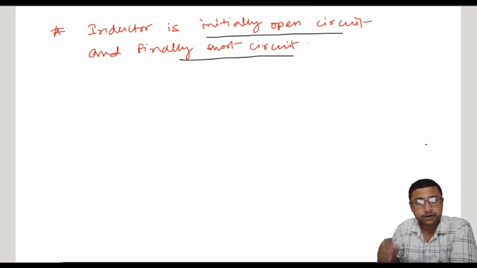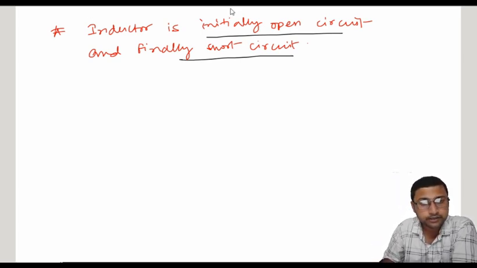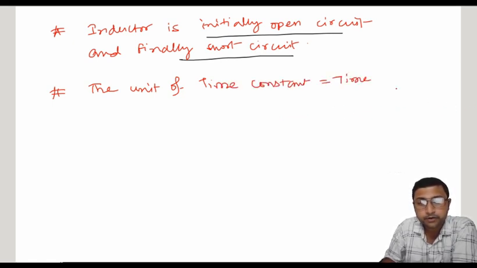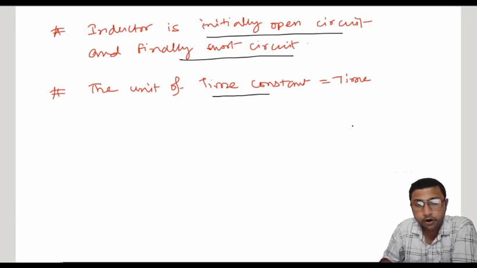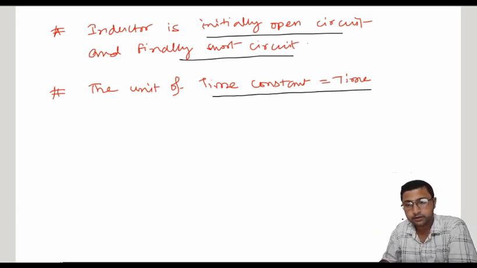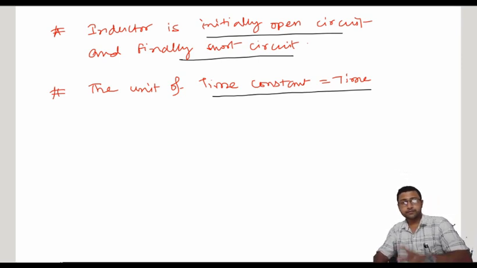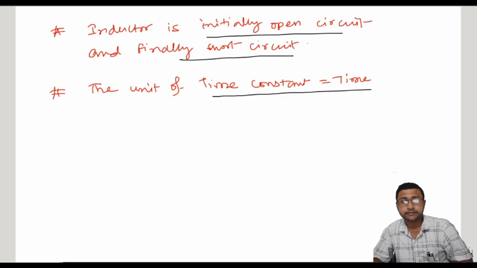And the second thing is that the unit of time constant is time. We have already proved it in our previous discussion. So this is all about the DC transient analysis of the series RL circuit.